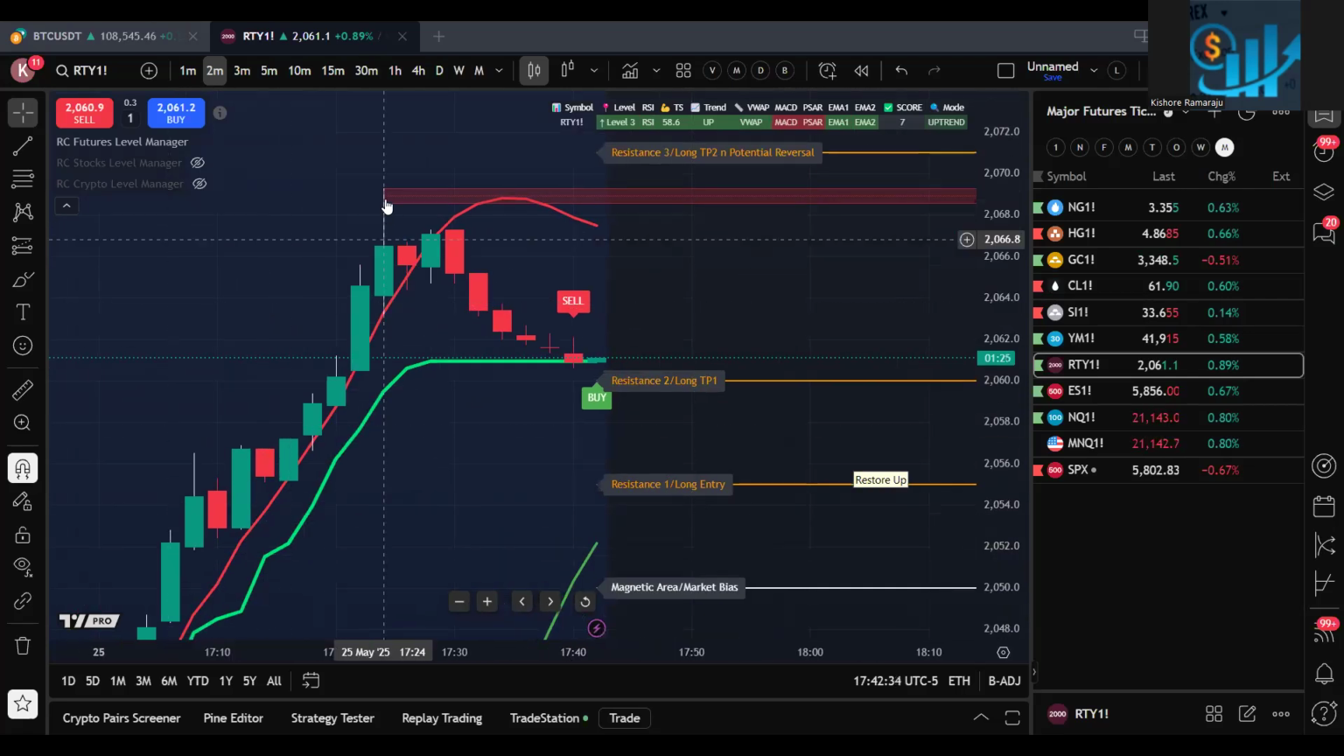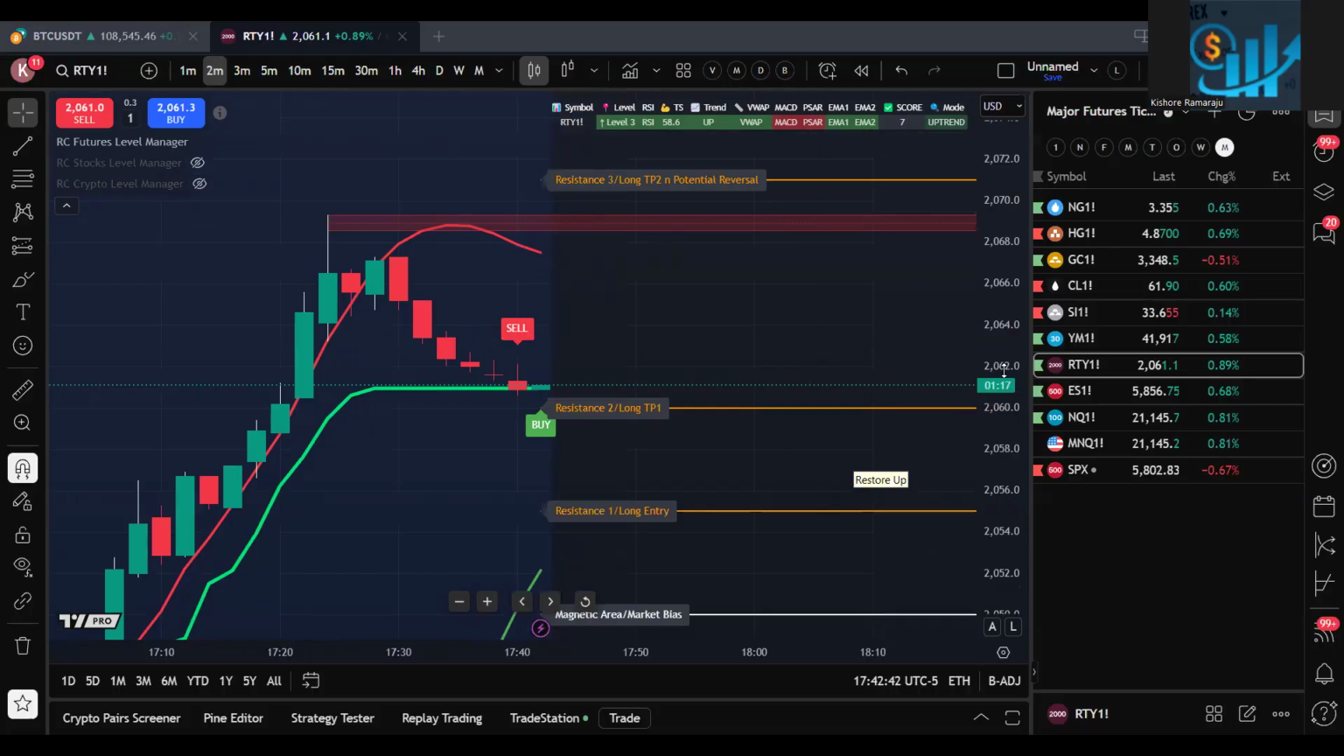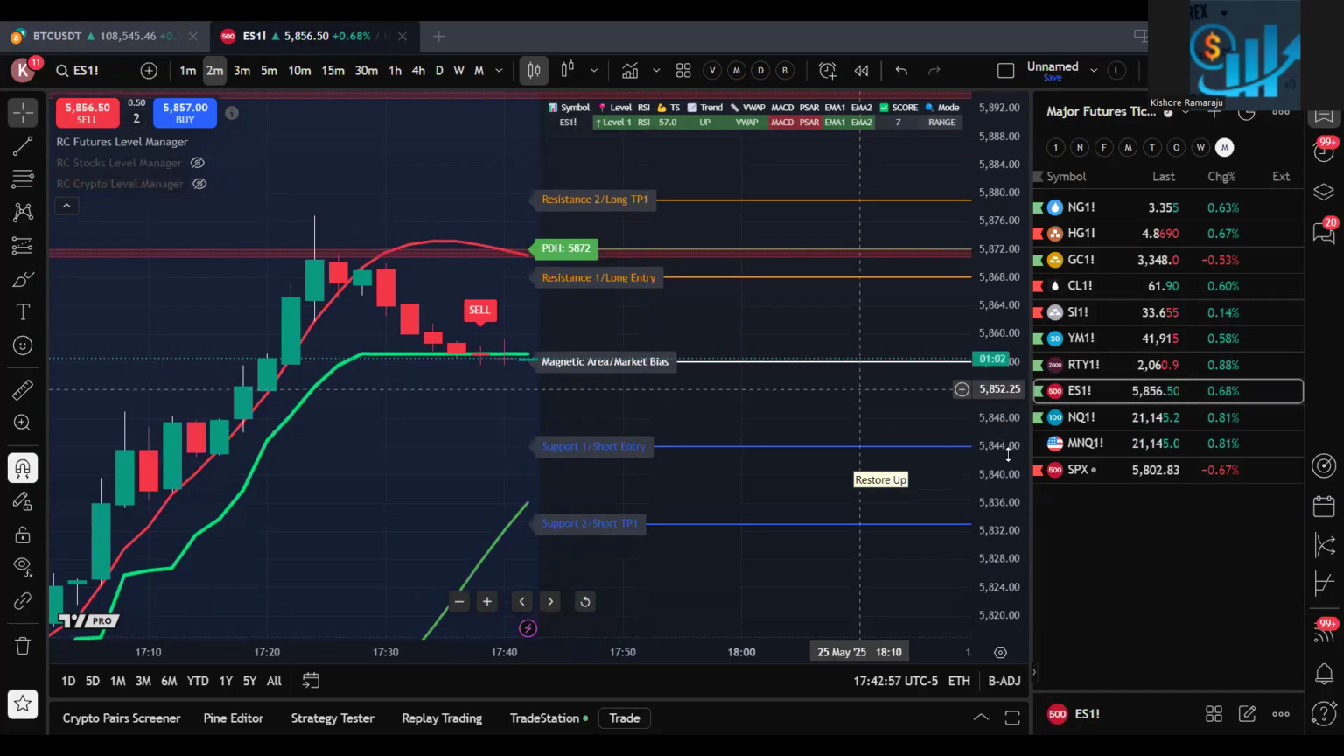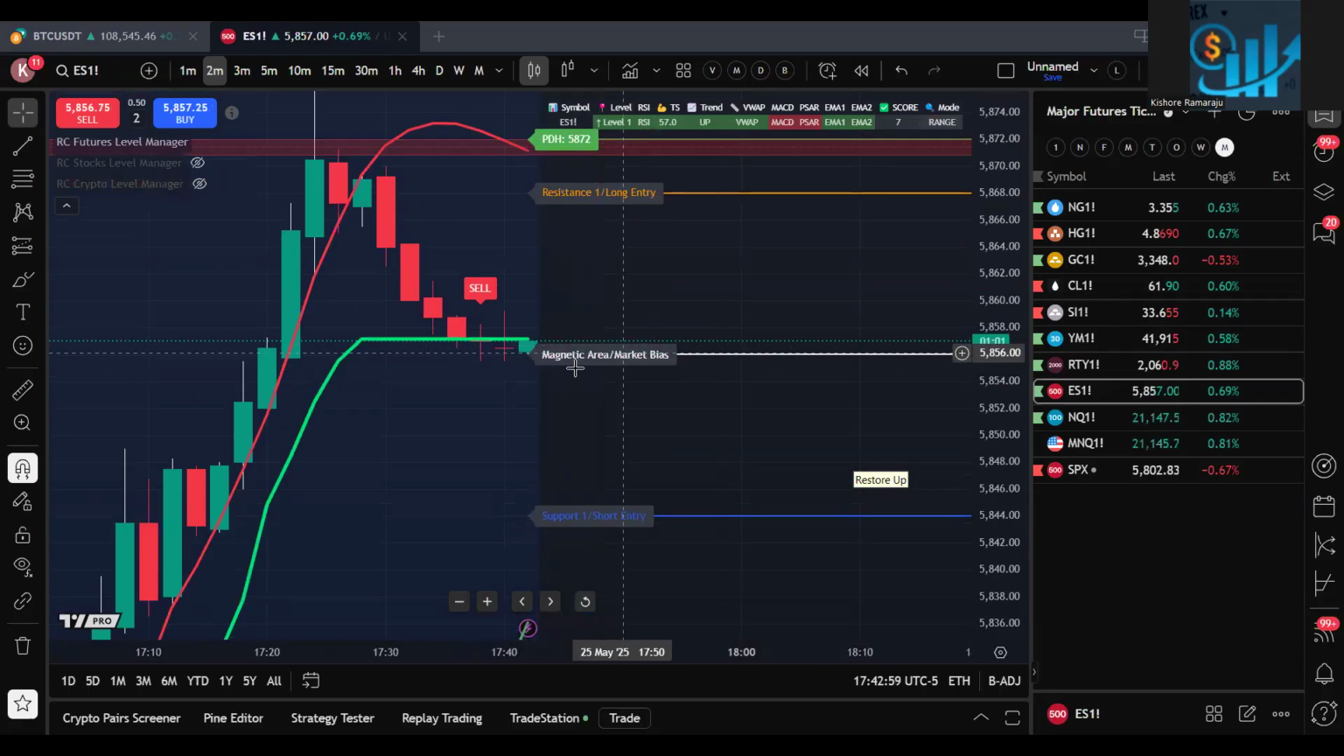So it created a higher high and it did a higher low. Now there is a high possibility for it to go further up. We just need to wait for the candle close. If the candle closes and we see a buy signal, you can go long on YM or RTY. You can go long on ES. You also have a confluence magnetic area, where there are a lot of buyers waiting.